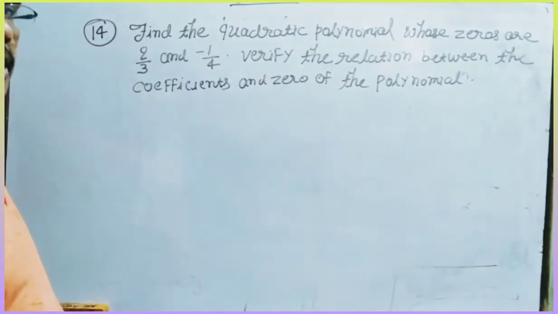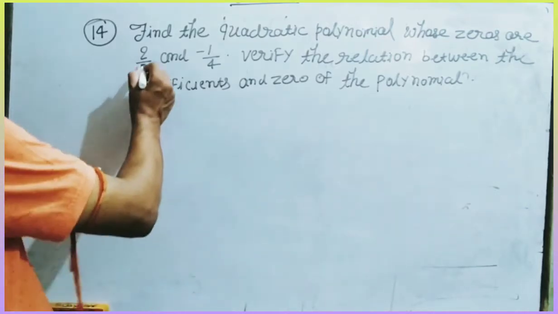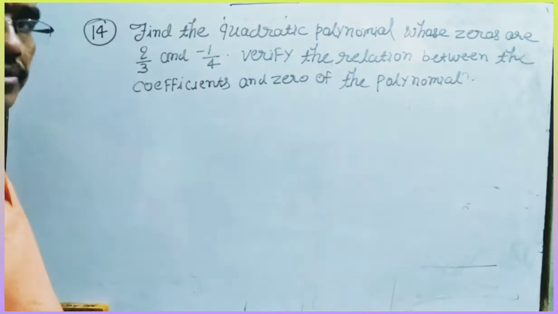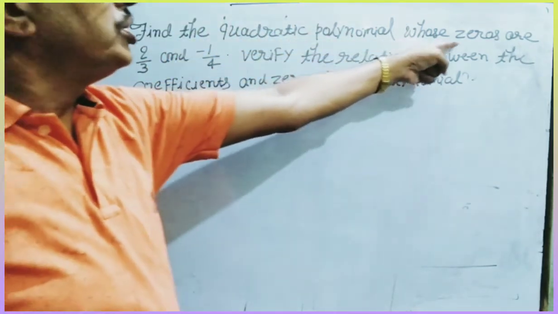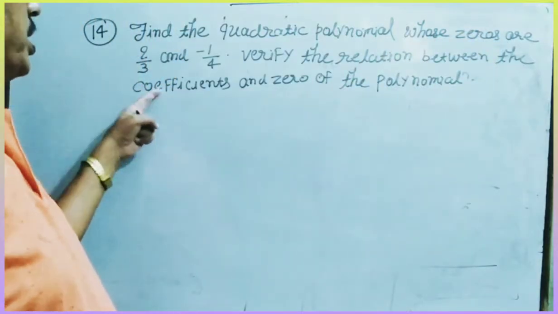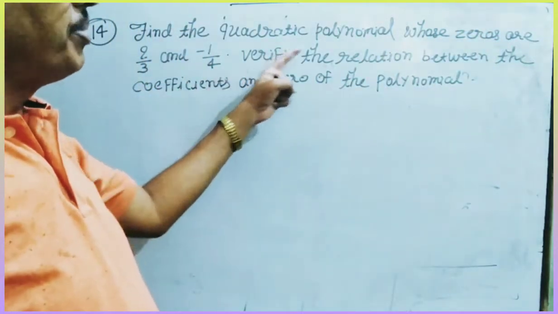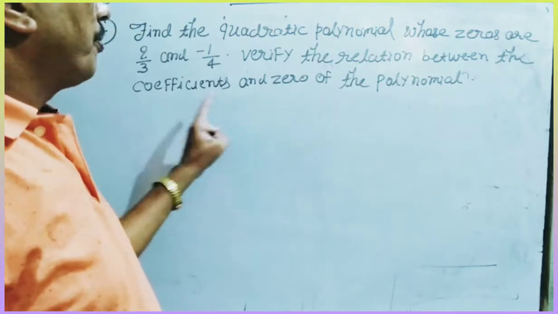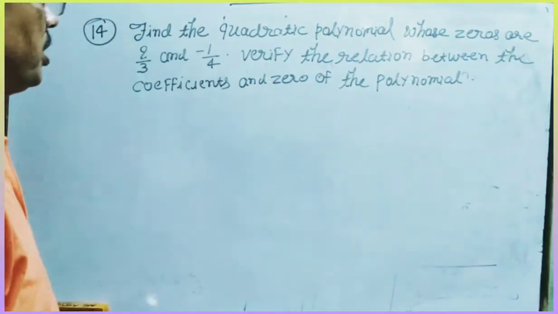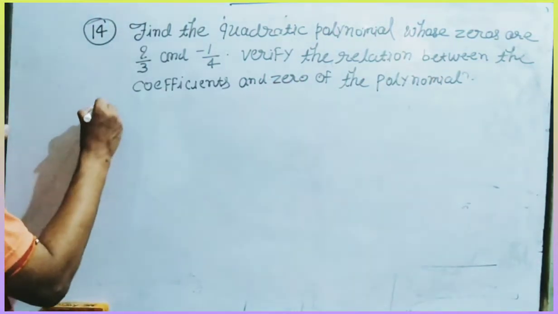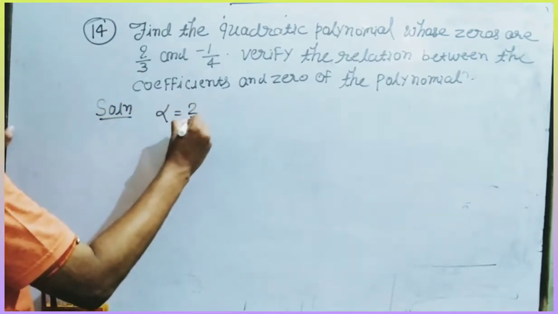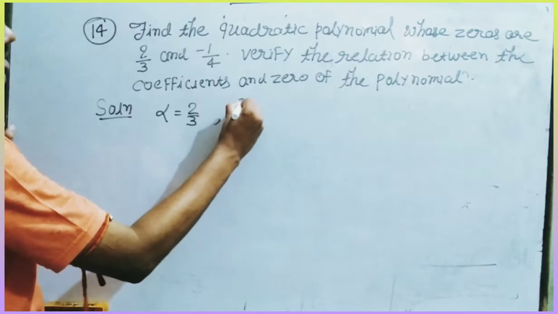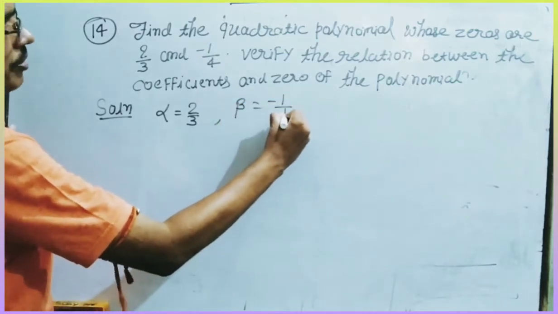Question number 14, like 13, but slightly different here. The zeros are 2 by 3 and minus 1 by 4. The question is: find the quadratic polynomial whose zeros are 2 by 3 and minus 1 by 4, and verify the relation between the coefficients and the zeros of the polynomial. So dear students, first you are given in the solution alpha is equal to 2 by 3 and beta is equal to minus 1 by 4.